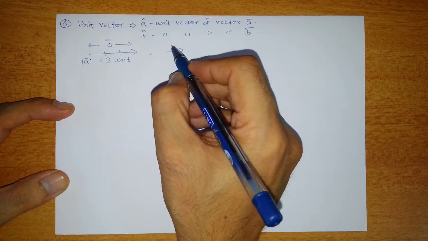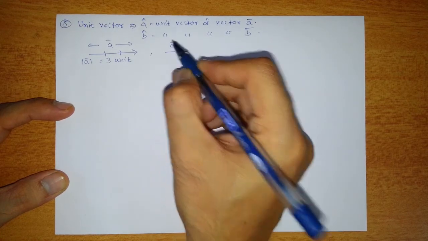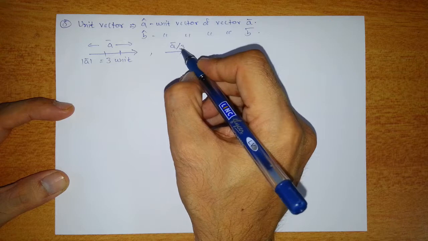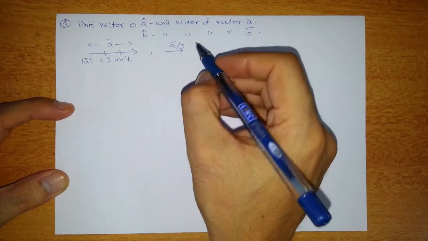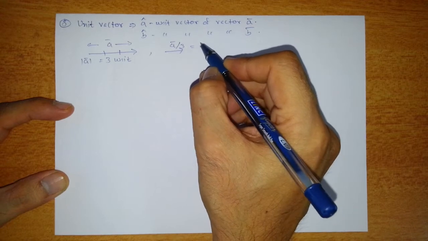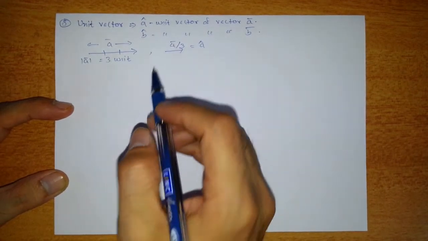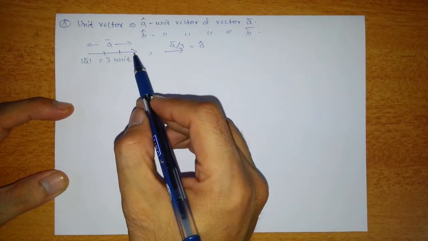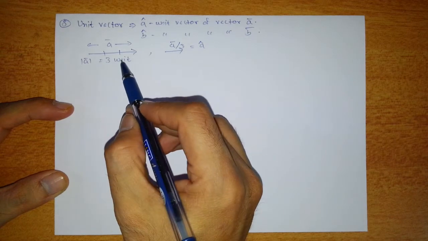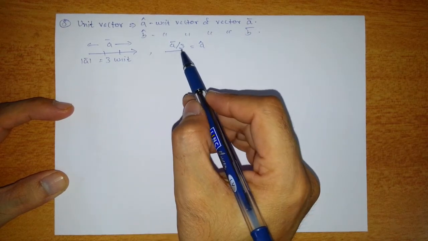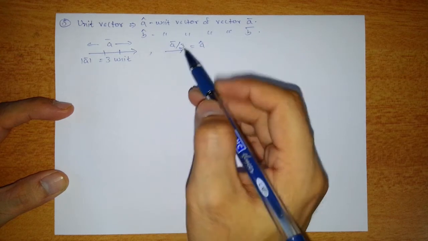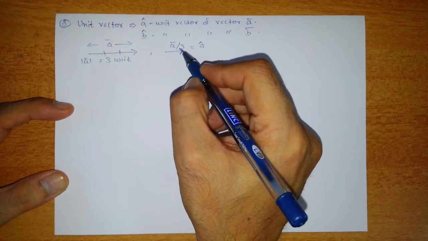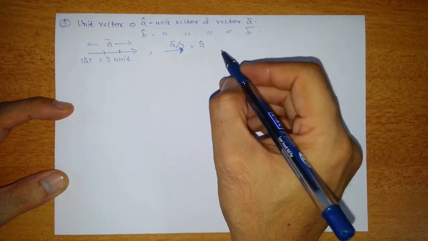So this vector, which is 1/3 of vector a, has a unit magnitude and has the same direction as a. So I can say this is a cap. Again, we divided the vector a by its own magnitude, so we get a vector of unit magnitude, and the direction is the same as that of a.